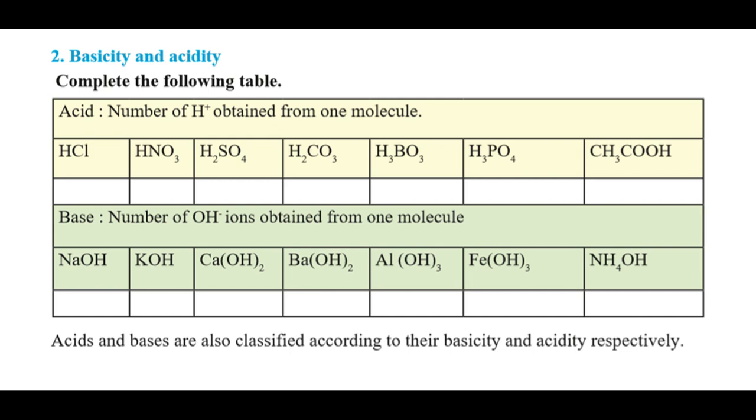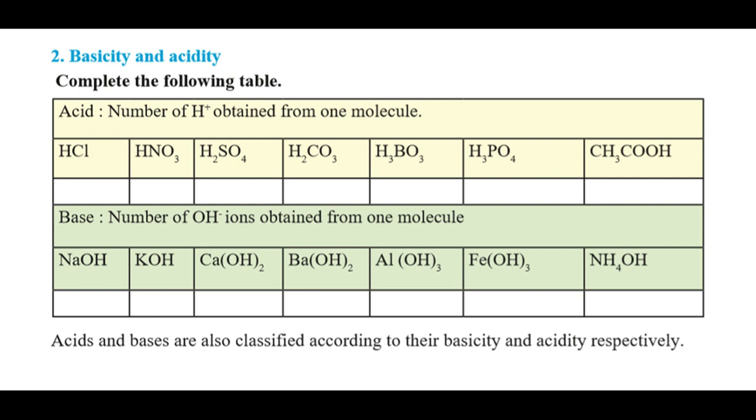1 in sodium hydroxide, KOH, 1 OH, Ca(OH)2, there are 2 OH, Ba(OH)2, there are 2 OH, aluminum hydroxide, there are 3 OH, ferric or iron hydroxide, there are 3 OH, and NH4OH, there is 1 OH. So acids and bases are classified on their basis.